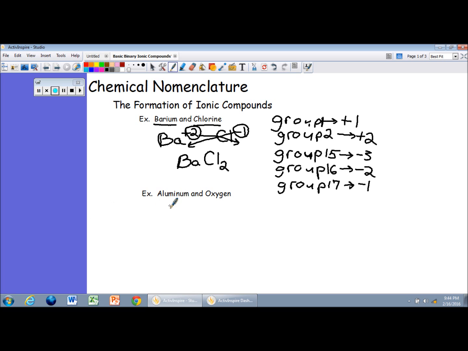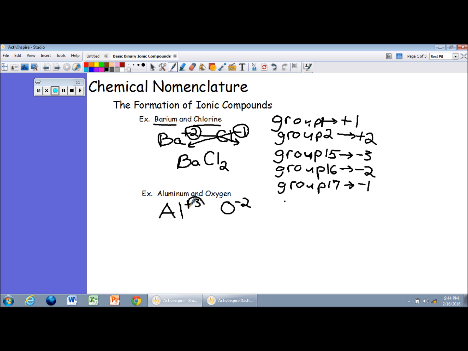So let's do another example. Going to the periodic table, we're going to go to aluminum. Aluminum's in group 13. So group 13 metals tend to have a +3 charge, but not always. Aluminum's a special case. So aluminum symbol is Al. So we're going to write the +3 up here in the corner. Then oxygen is going to be O with a -2 oxidation state. Again, because oxygen's in group 16, oxygen gets a -2.